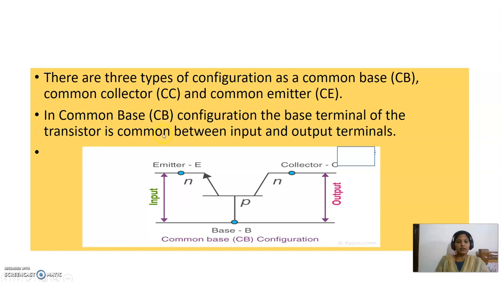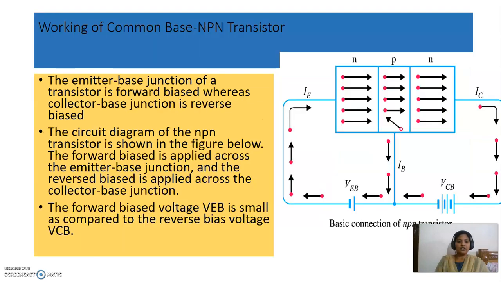So we will discuss only common base. Common base configuration is, see here, emitter, base, collector, NPN. As it is NPN, the conventional flow of current is from base to the emitter. So this is the emitter base junction and this is the collector base junction, where emitter base is an input and collector base is an output. So this is common base configuration. Now we will see the NPN and PNP transistor in common base configuration.